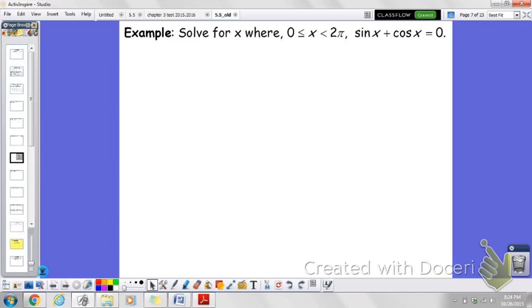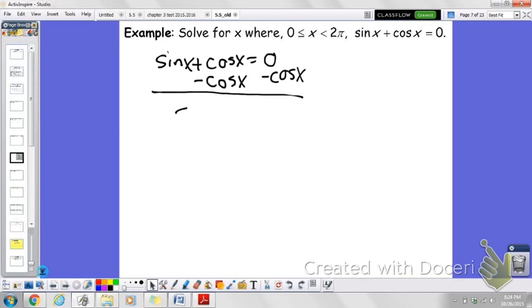So we have to figure out what values we can put in for x in both sine and cosine that will give us 0. So let's do some rearranging with this equation. If we subtract cosine from both sides, we will have the sine of x being equal to the negative cosine of x. So what this is asking is, when is the sine of x equal to the negative cosine of x?